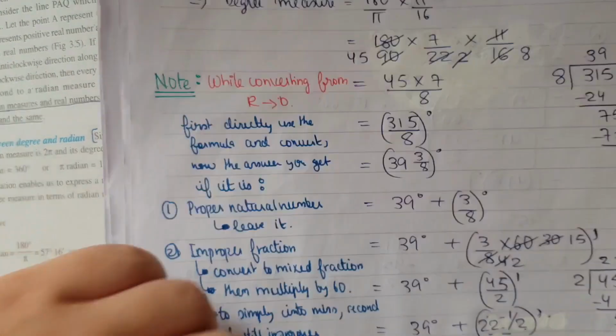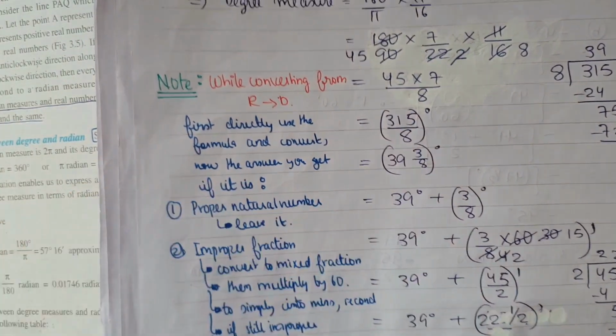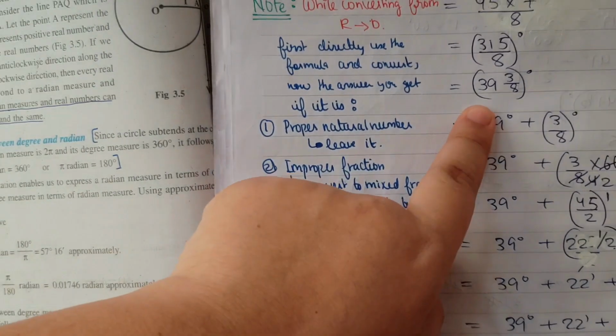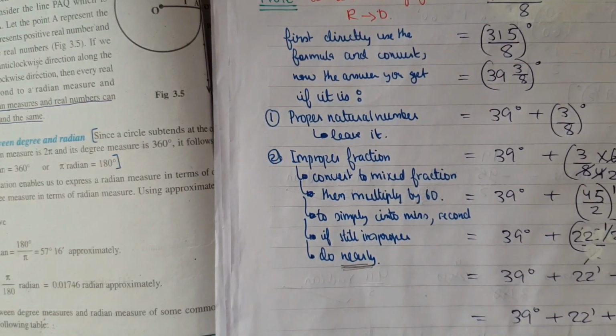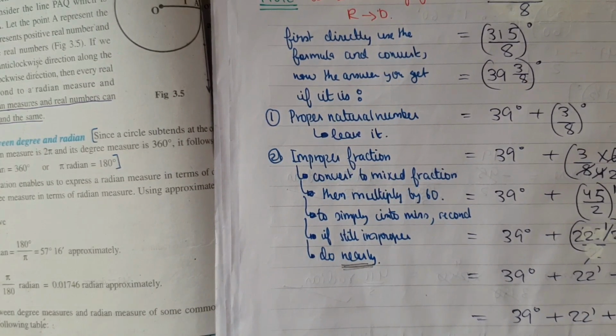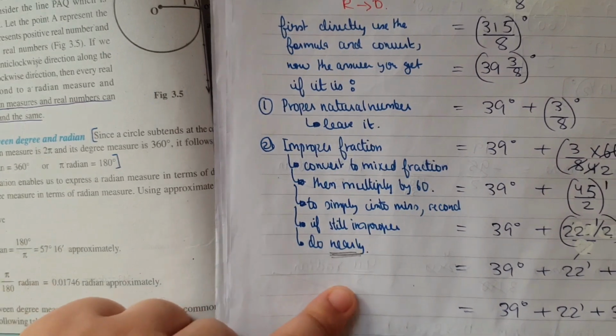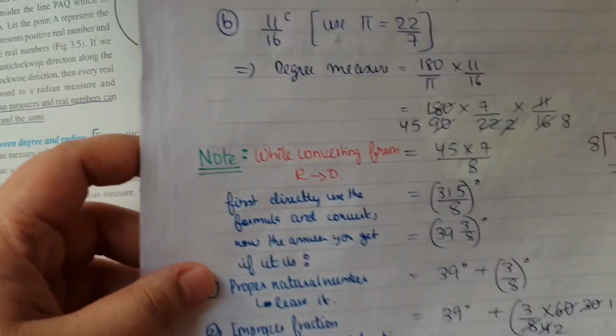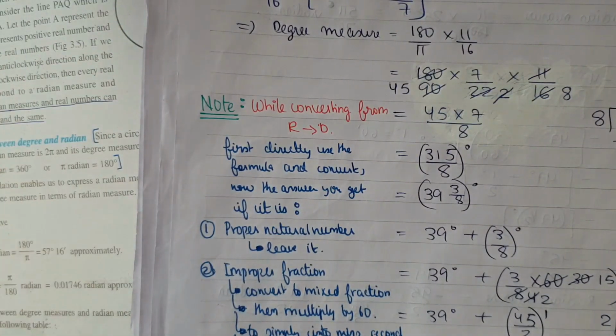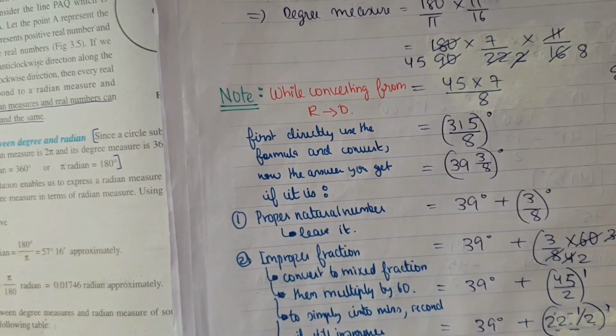like it was here for this part, it's in improper form. In such a case, convert into mixed form this way, and then go on multiplying by 60 to simplify it into minutes and seconds. And if it's still improper, as you can see in some examples, then just write nearly. So you can see over here how we have derived the answer, and this is how you normally do it. So now you understand more clearly as I'm going to show you how to solve it. But for now, just keep this point in mind and note it down.